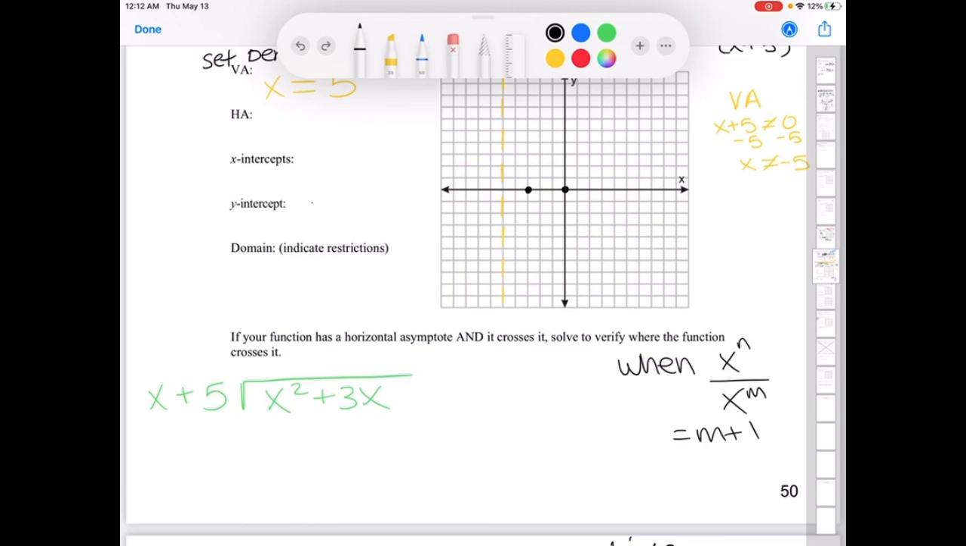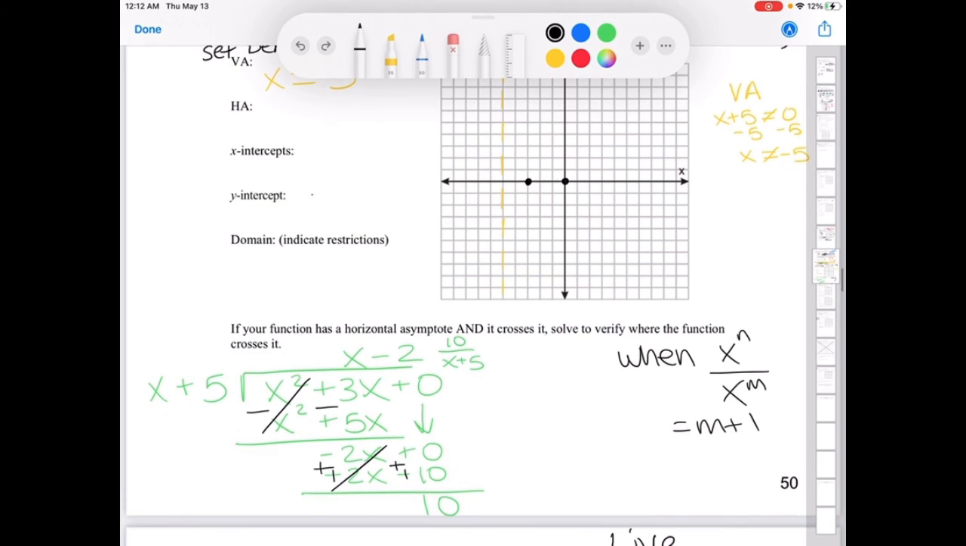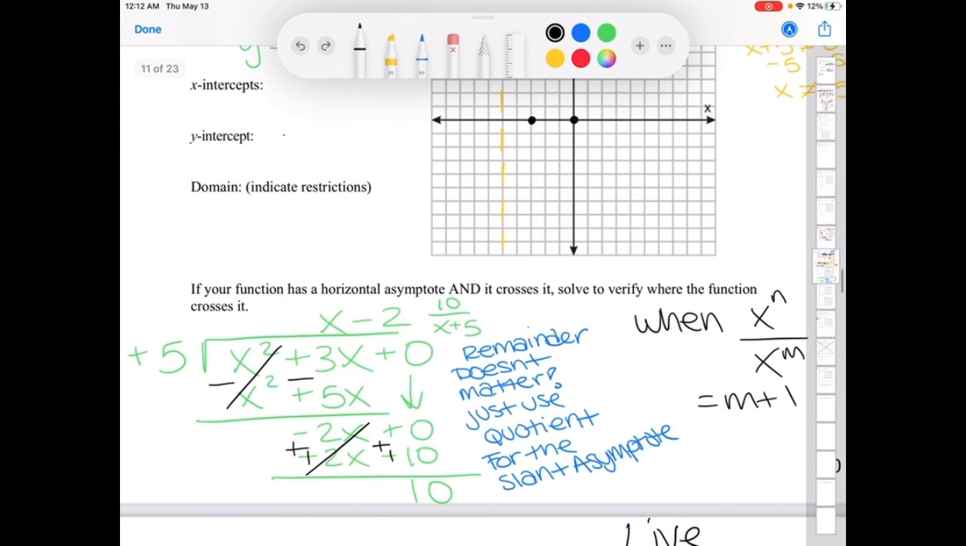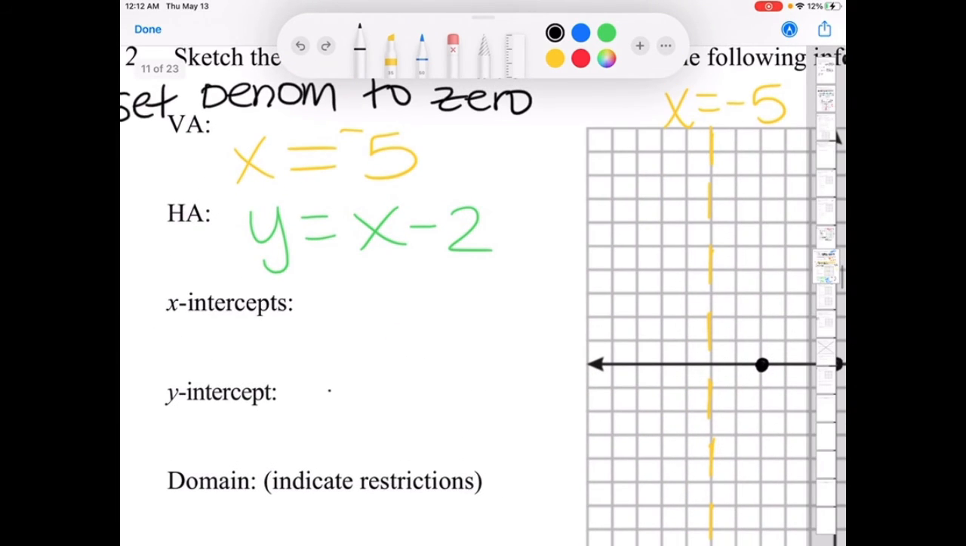If you do the long division out, you're going to end up with x minus 2 with a remainder of 10 over x plus 5. What's really interesting is that when you get to bigger and bigger values, your remainder doesn't really matter. It doesn't have that big of an impact. So here, the remainder doesn't matter, and the quotient is what we're using for our slant asymptote.